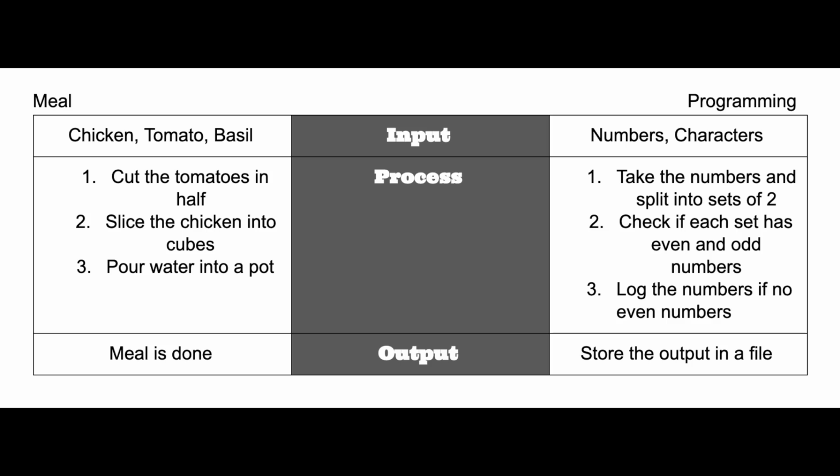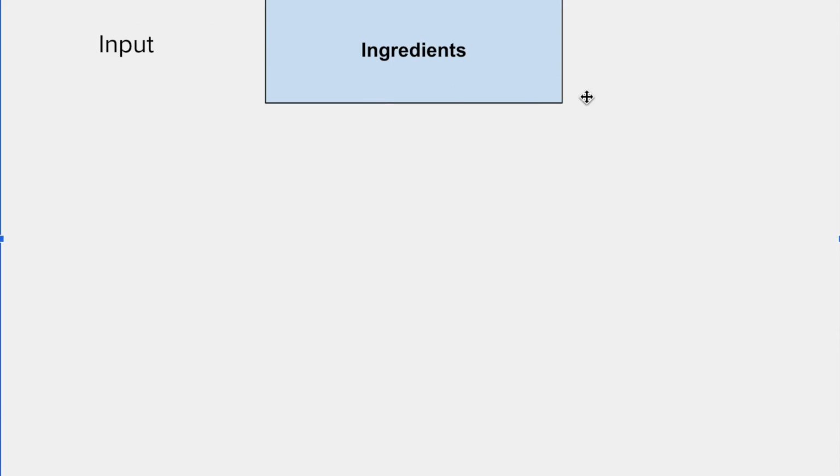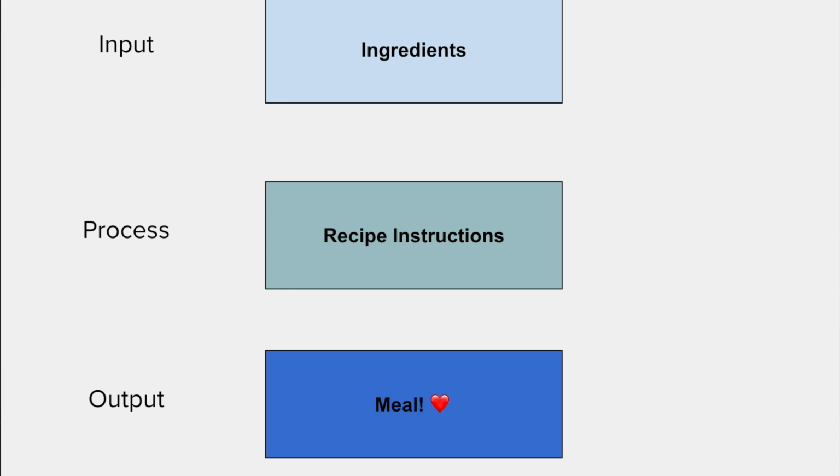The input are the materials, the ingredients that you have prepared. The output here is the actual meal itself. In between, you have a number of steps that you need to take in order to transform those ingredients into a meal. So you have your input, you have your instructions, and you have your output. At a really high level, that's what programming really is.